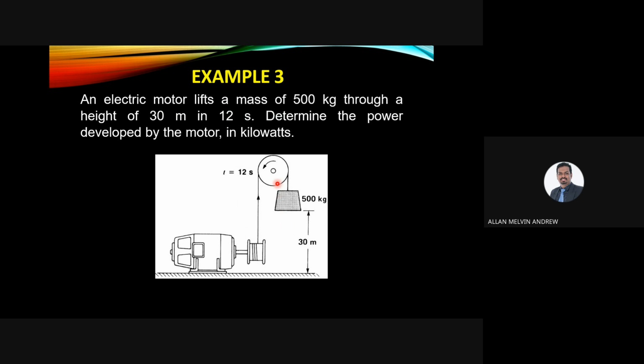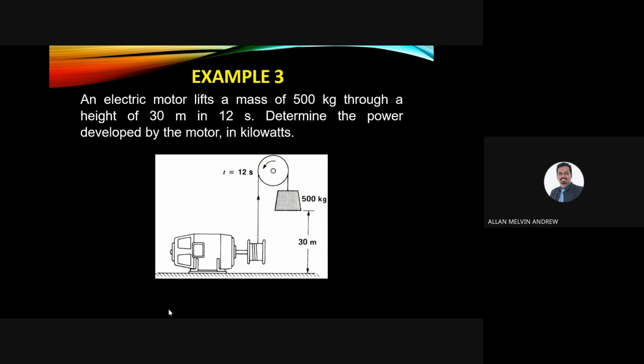Okay, so we can see one example. An electric motor lifts a mass of 500 kilogram through a height of 30 meters in 12 seconds. So meaning from here you lift to here, 30 meters, in 12 seconds. And the weight is 500 kilogram. So determine the power developed by the motor, and it is already mentioned that we need to determine it in kilowatt.